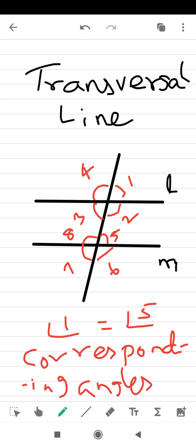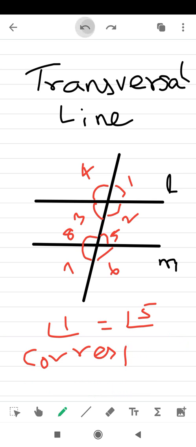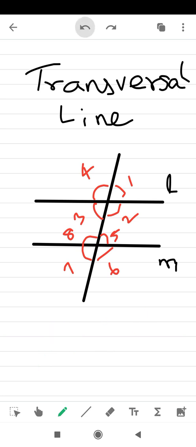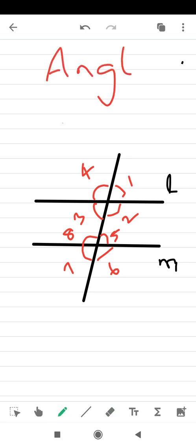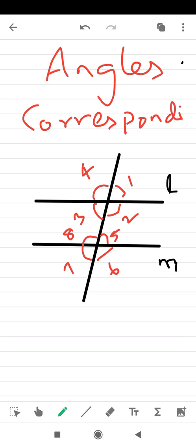Angle 1 and angle 5 are corresponding angles. Are 1 and 5 alone the corresponding angles? No. Yes, very good, what you said is correct. So which are the corresponding angles? Let me now change the title from transversal lines. Now we have come to corresponding angles. The heading is angles, and first let us see corresponding angles.